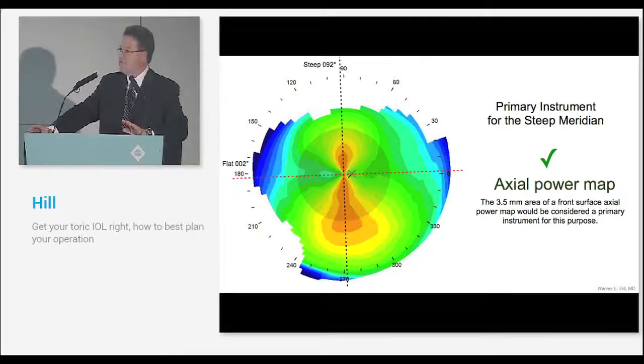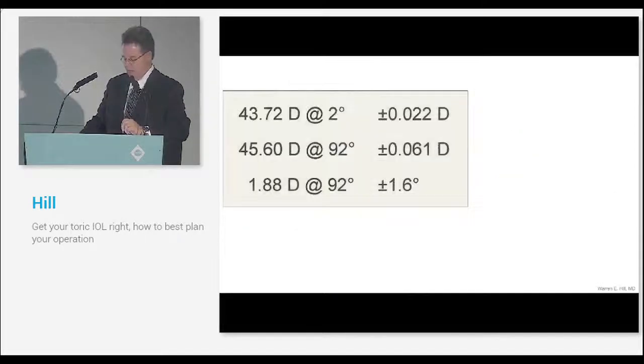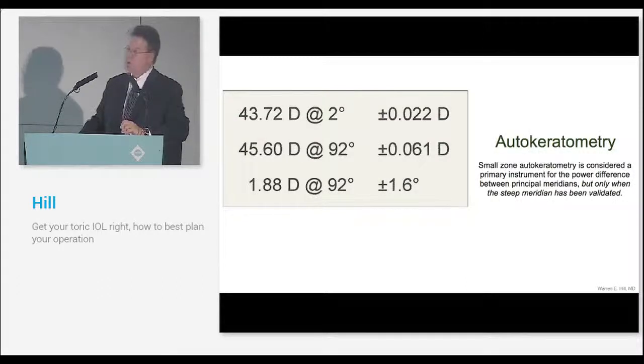By definition, this is the steep meridian. So this is totally different than just looking at numbers and hoping for the best. 90 degrees to that, if this is regular symmetrical astigmatism, would be the flat meridian. So believe it or not, an axial power map of a topographer is your primary instrument for the steep meridian, okay? Now, for the power difference between meridians, we use autokeratometry, but all autokeratometers are not created equal.